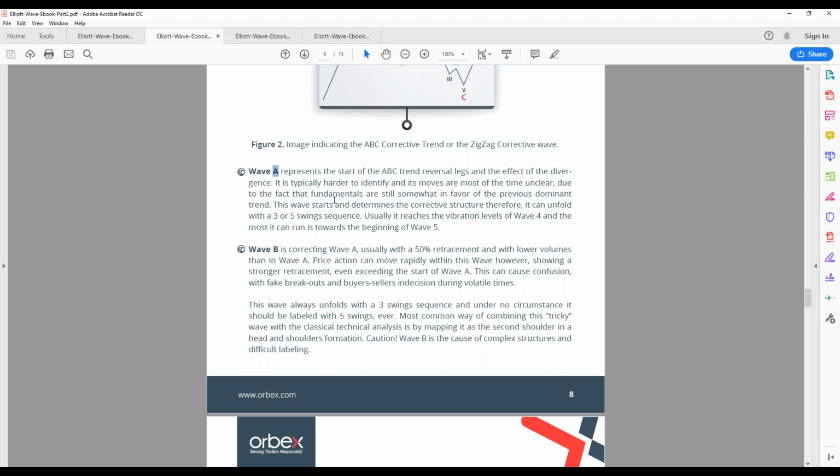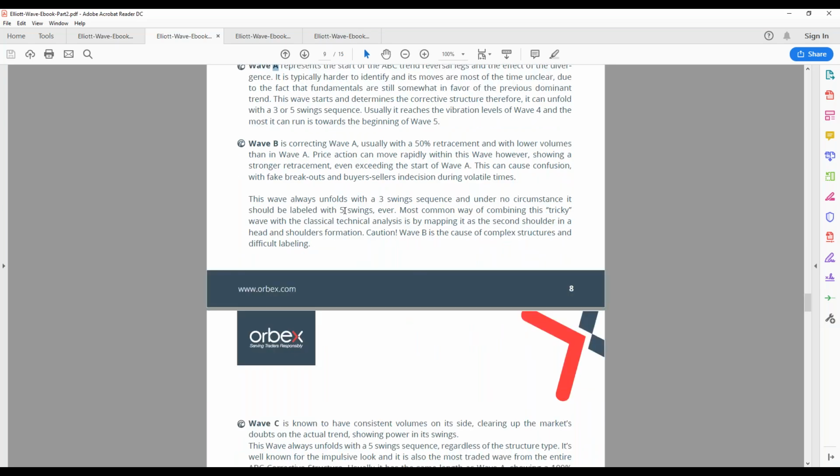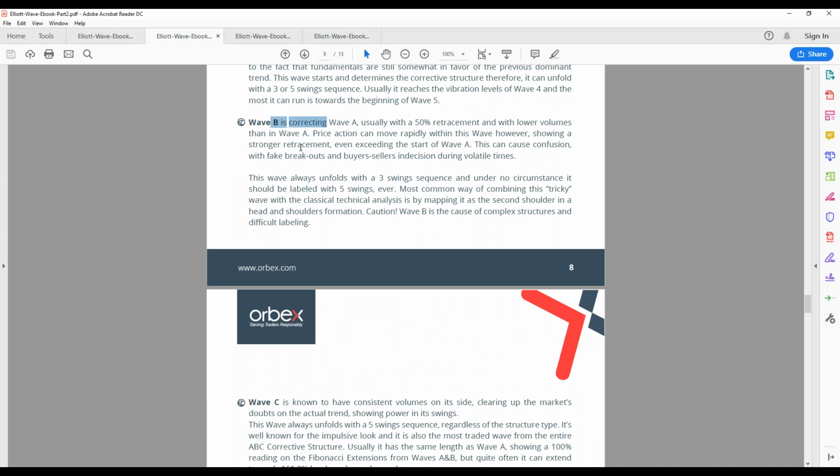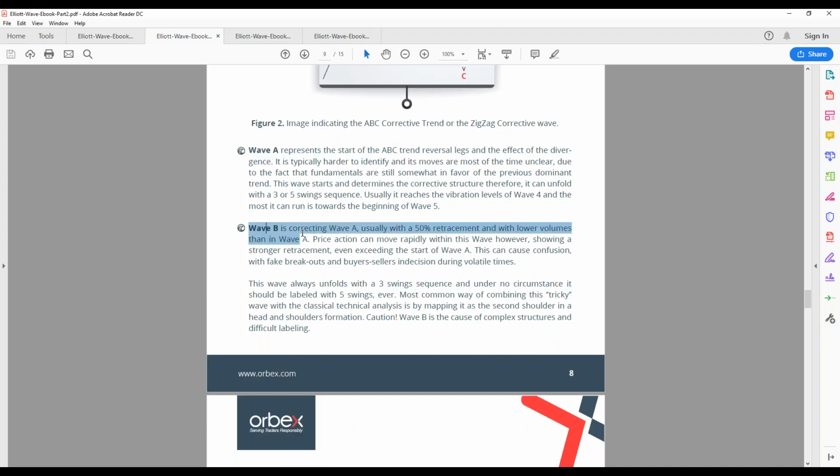Because it's a B wave, and this wave is known for its complex structures, just like wave X, even though wave X is even more complex sometimes, right? Especially in triple three. So anyhow, the point is, wave A starts the ABC correction, wave B corrects wave A. I also explained the reason behind the complexity in wave B, because it's correcting wave A, and wave A is the start of the larger degree correction, so it's a conflict of degrees right here, hence the reason for the complex structures occurring in wave B, right?